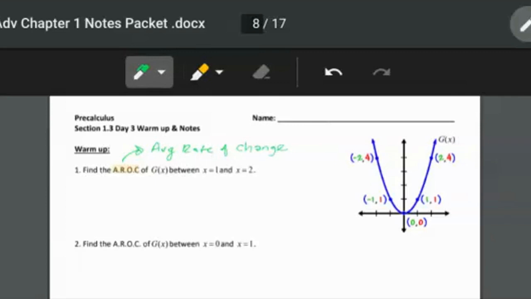It's just a shortcut way of writing it, and you guys know average rate of change is really just slope. So feel free to press pause right now, and then press play once you've done the problem and you want to check your answer.